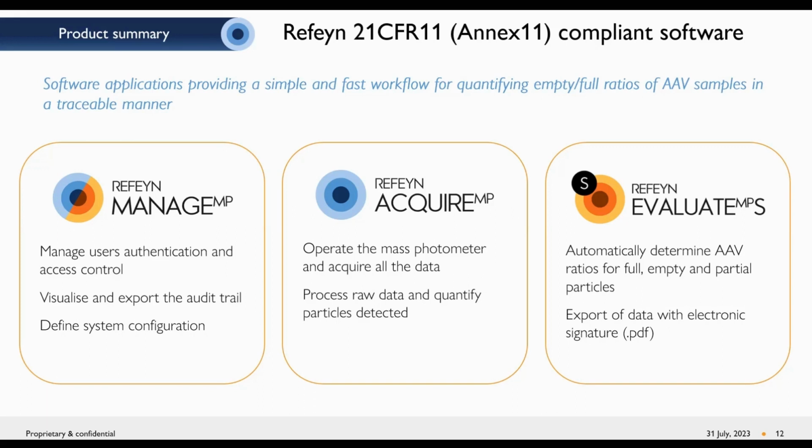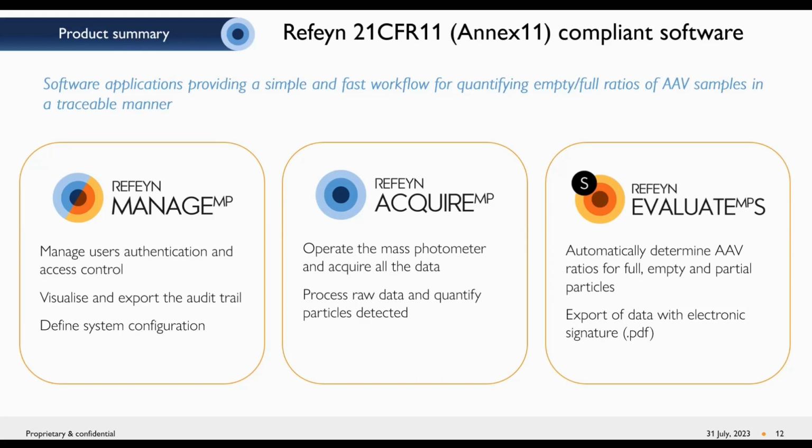Then there's also Acquire MP and Evaluate MPS. Acquire MP is for the acquisition of the data and some processing of that initial data. Evaluate MPS, for those of you that already used mass photometry before, will replace Discover MP, and it will enable a determination of the AAV ratios in a simpler and more straightforward way. You will also be able to export data from Evaluate MPS containing the electronic signature.